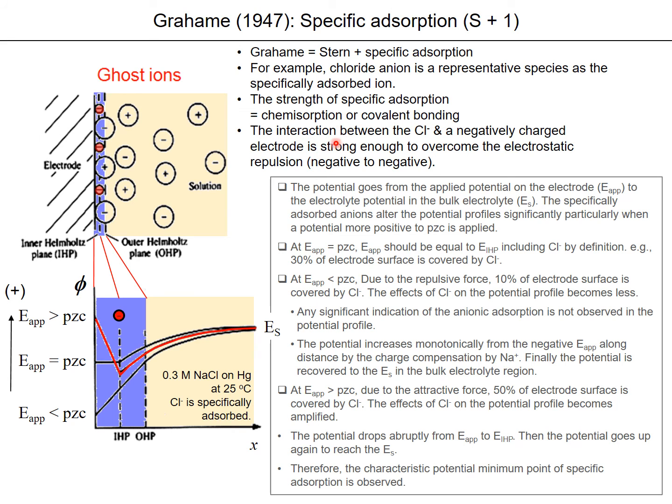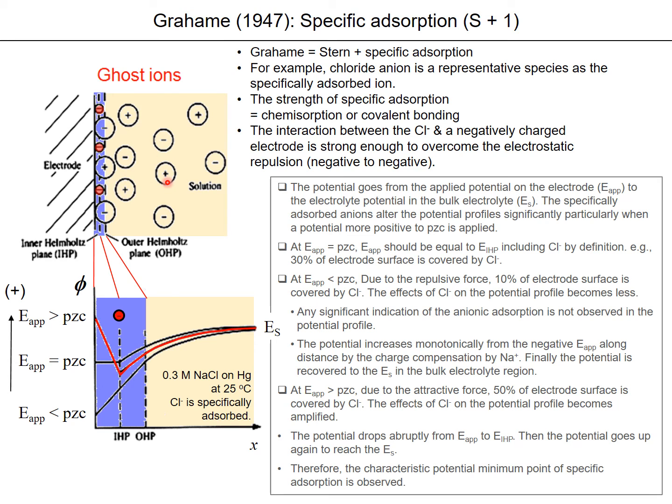Therefore, the interaction between the chloride (Cl⁻) ion and a negatively charged electrode is strong enough to overcome the electrostatic repulsion. So you could find specifically adsorbed anions on the surface of the electrode even if you have applied a negative potential. Of course, also when you have applied a positive potential. That is the standard model.